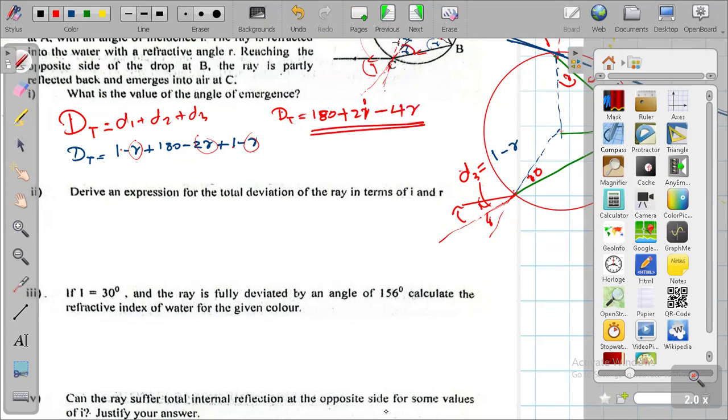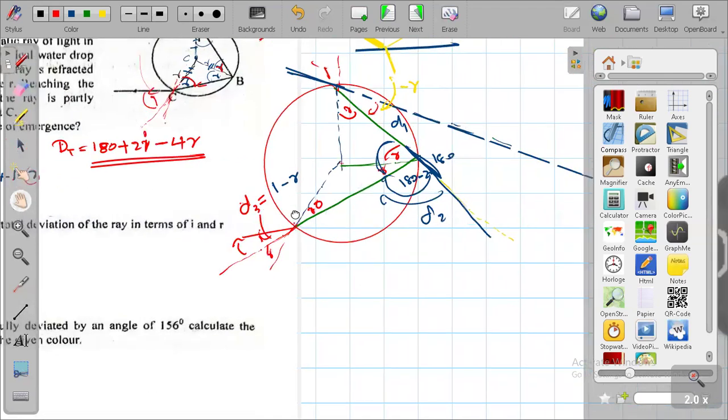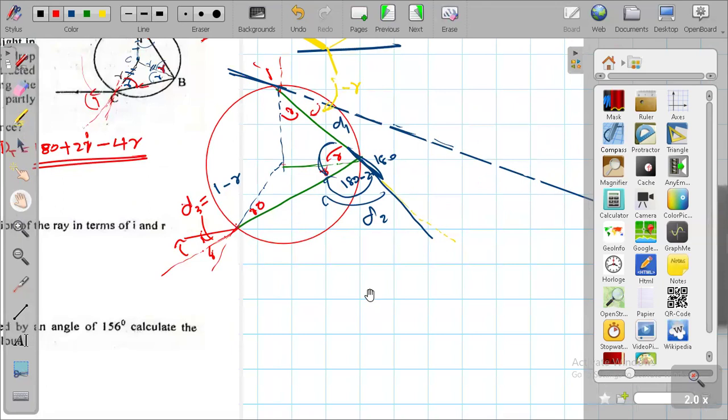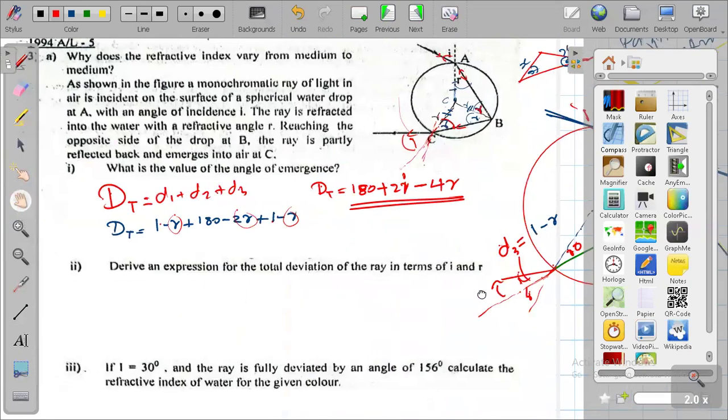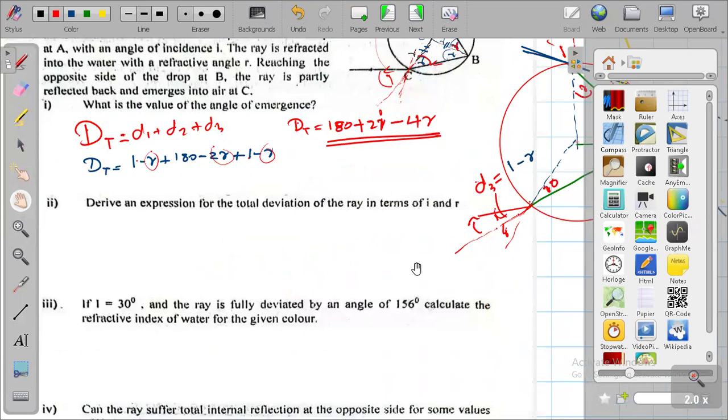Did you get this answer? Yes or no? Did the answer come? Actually, the answer should come to this point. If not, tell me no.